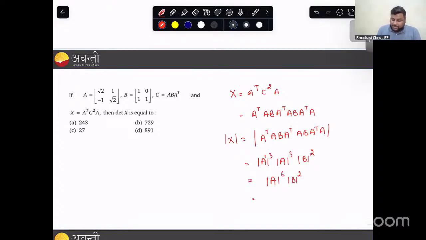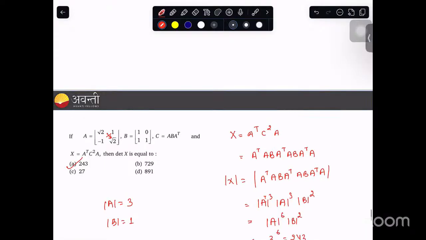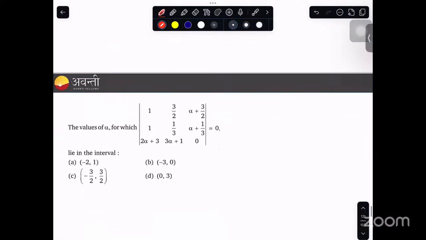Now what is determinant of A? Determinant of A is 3 and determinant of B is 1. So it is 3 to the power 6. That is 243. Very easy. Tell me, Mahesh Babu, understood? Yes, sir. Very good. Now go for this question.